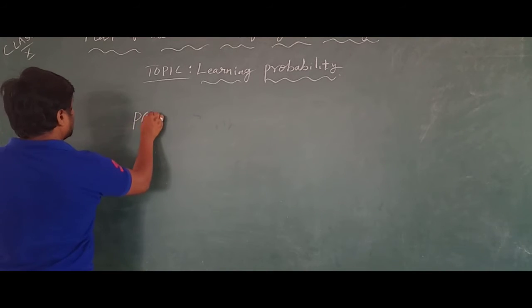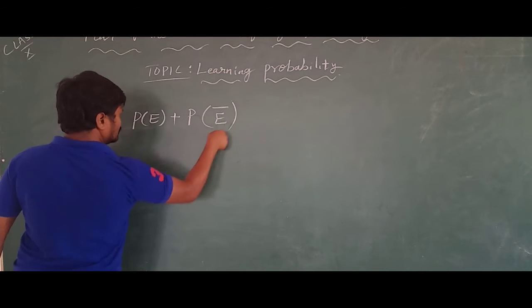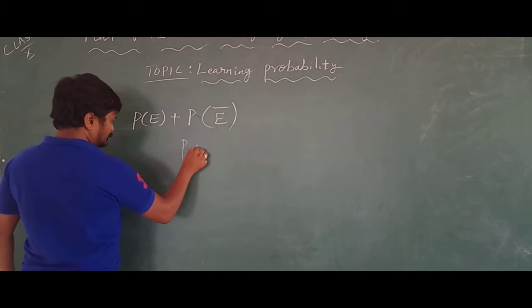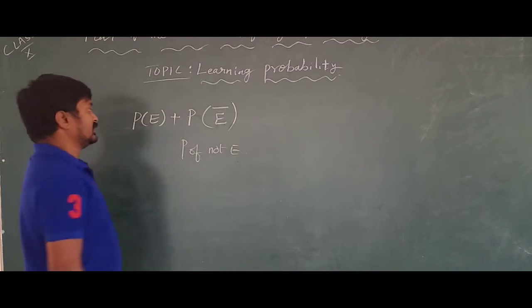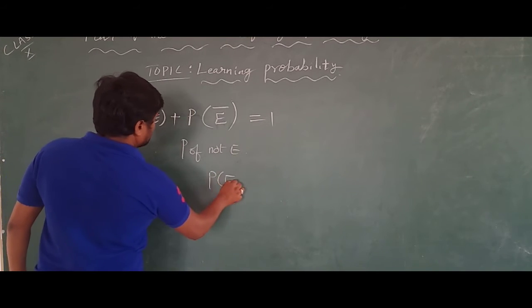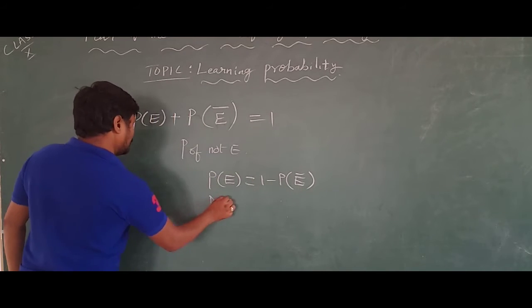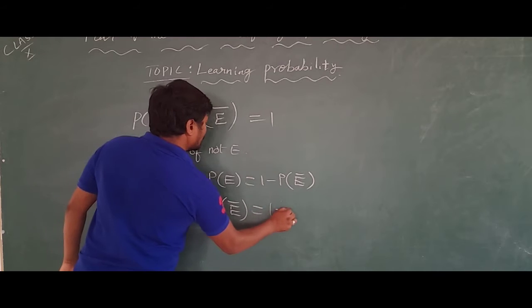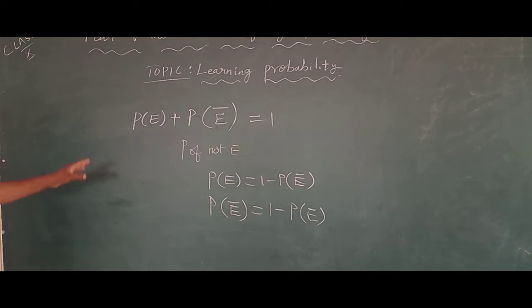So next, another important point: P of E plus P of not E is equal to 1. So P of E dash, we can write it as P of not E. When reading, we read it as P of not E. Now from this we write P of E is equal to 1 minus P of not E, and P of not E is equal to 1 minus P of E. So these are the important points which you need to remember in probability.